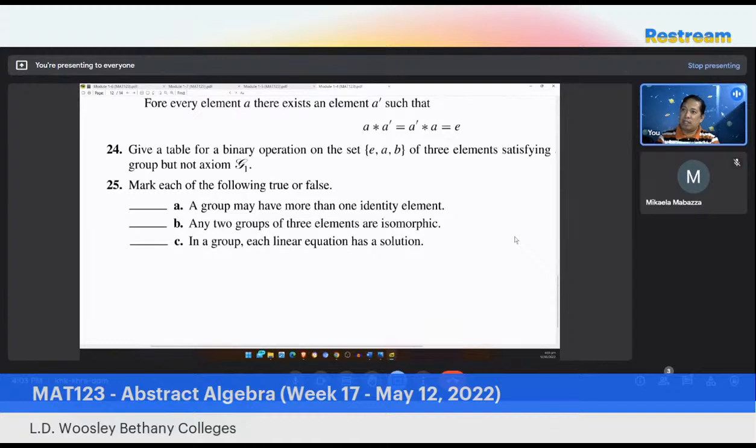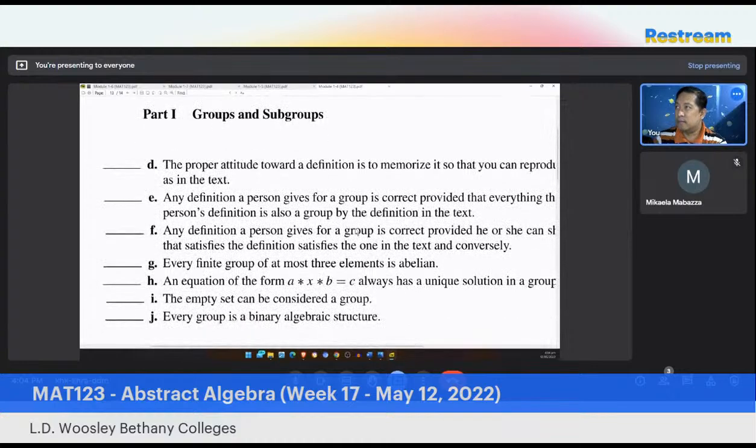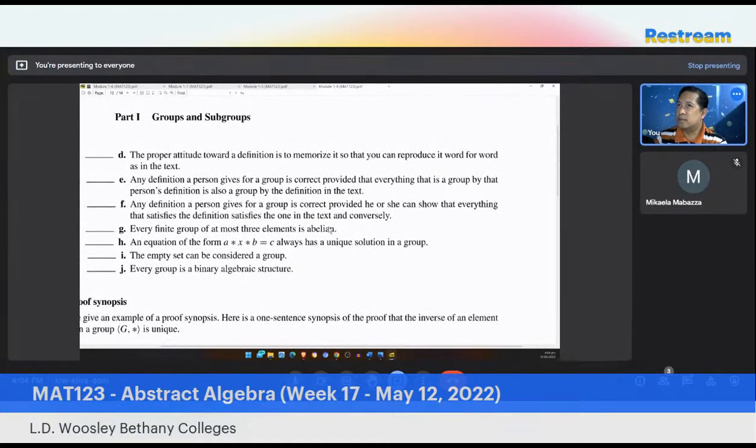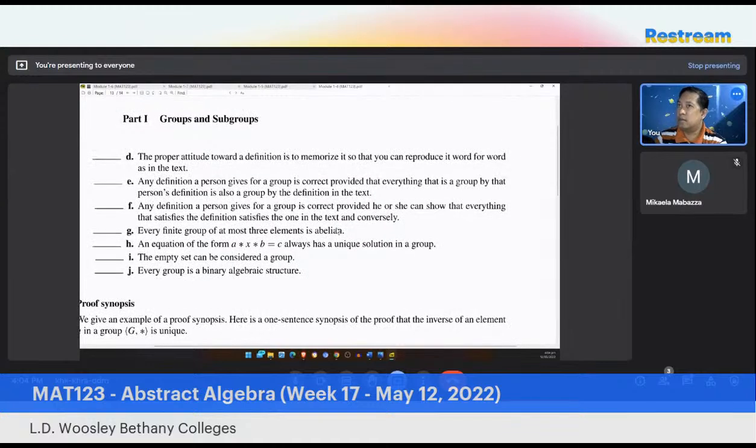So letter C, in a group, each linear equation has a solution, true or false? True. It's true. Okay? Haba pala nito. Diba? Okay, the proper attitude towards a definition is to memorize it so that you can produce it word for word as in the text. So obviously this is a false answer, no? So letter E. Any definition a person gives for a group is correct provided that everything that is a group by the person's definition is also a group by the definition of the text. So these are self-contradictory, so it's false.